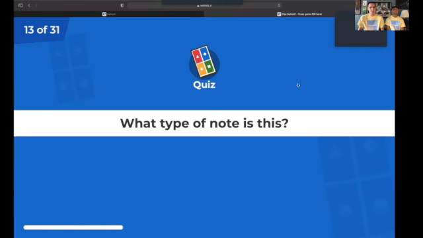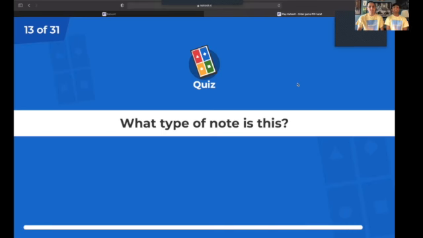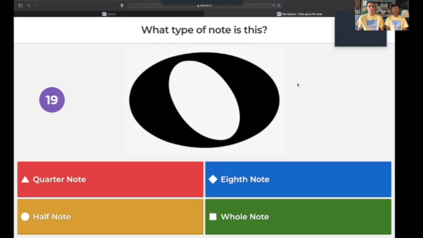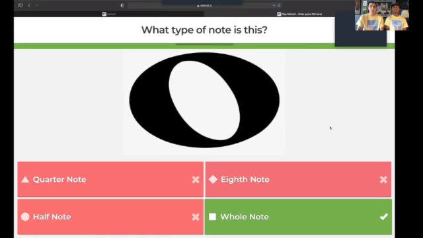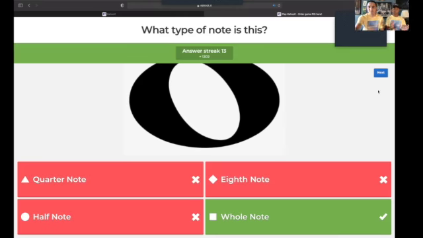Moving on to question 13, continuing the types of notes. Is this note a quarter note, eighth note, half note, or whole note? You guys remember there's only one note that doesn't have a stem and is open, and that is going to be the whole note. The whole note is the one that doesn't have the stem or isn't colored in and gets you that 4 beats.